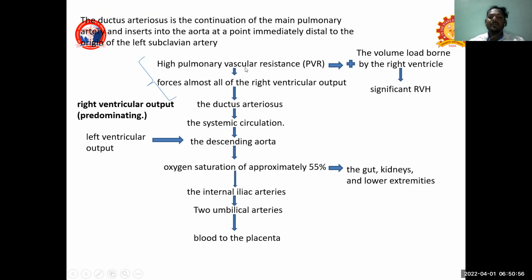So this high pulmonary vascular resistance forces almost all of the ventricular output to enter into the ductus arteriosus, which enters into the systemic circulation via the aorta, and this produces oxygen saturation around 55%, which reaches the gut, kidney, and the lower extremities. And it also supplies the internal iliac artery, and from there it reaches the umbilical artery. From there it reaches the placenta. So this is how placenta has 55% of saturation and 22 millimeters of mercury of PO2.